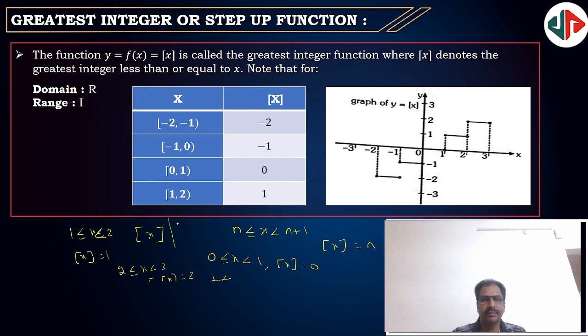Suppose you take a negative number for n, let us say n is minus 2, then n plus 1 will be minus 1. Then as per the definition, step x will be minus 2. So based on these values, if we draw a graph for the greatest integer function, it looks like steps, and hence the function is known as step function also.